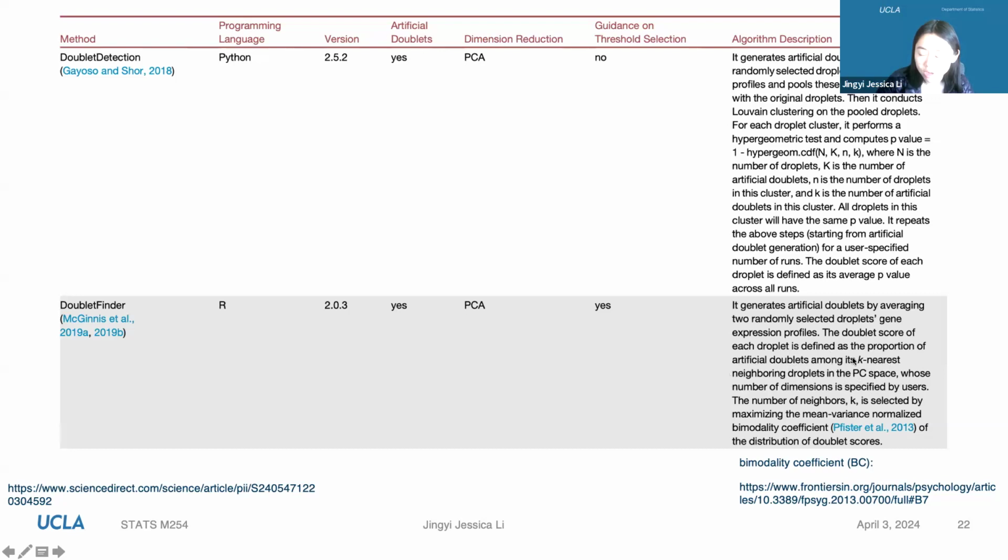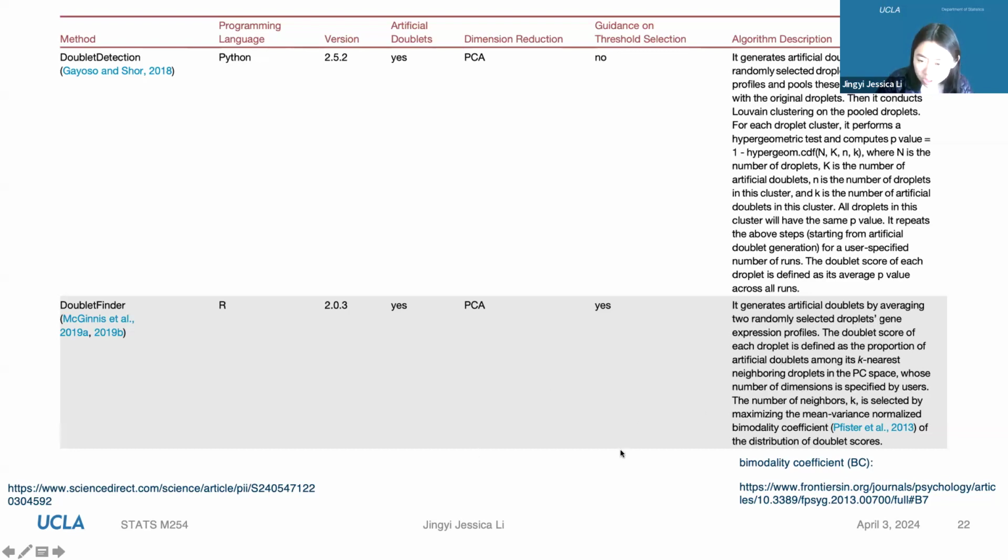So for each droplet, we look at the k nearest neighbors, KNN, and calculate the proportion of artificial doublets we generated. The PC space is the result of PCA, and the dimension must be specified by users. But the number of neighbors, K, is selected by maximizing the mean variance normalized bimodality coefficient. So what you want is to use the proportion as a doublet score. Every droplet has a doublet score.